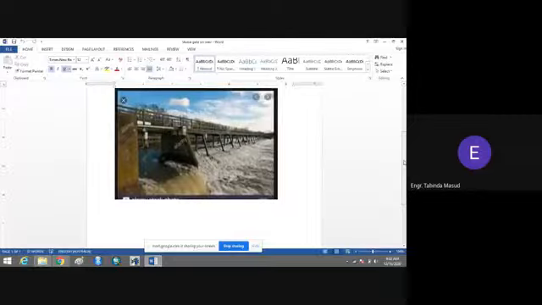In this image, you can see that there is an open channel on which there is a weir. The weir is across the width of the channel, and on the weir we can see the gates. These are the gates, 1, 2, 3, 4, and so on. You can see a number of gates on the weir across the channel. These gates are known as the sluice gates.